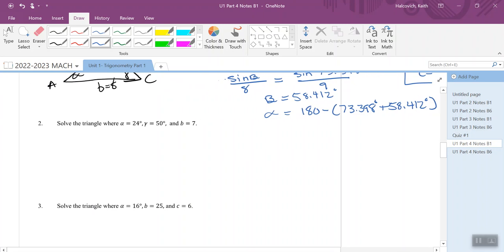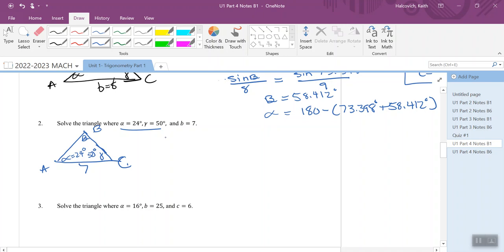Now for number two, notice that you're given two angles and a side that is not opposite one of the angles, but because you're given two angles, you can use the law of sines. So if we go A, B, C, and this is gamma, beta, alpha. So beta is 7, alpha is 24 degrees, gamma is 50 degrees.